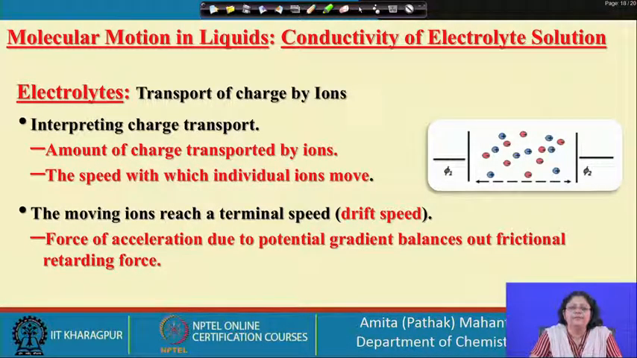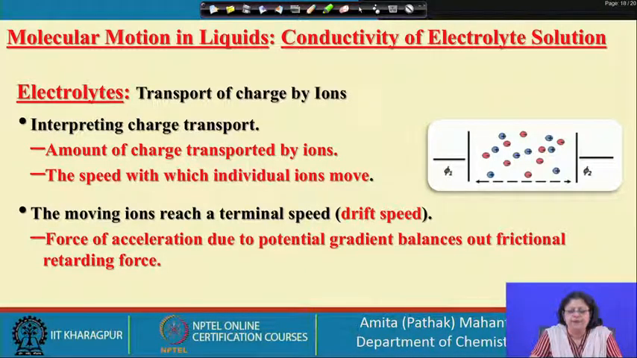I hope you remember Stokes law, how the buoyant force and friction force and gravitational force are balanced, so that they move with a terminal velocity. That means they are not going to accelerate or decelerate further; they will move with a constant speed. That is known as the drift speed. Drift speed is reached only when the force exerted on the ions is balanced by a frictional retarding force existing in the solution system.